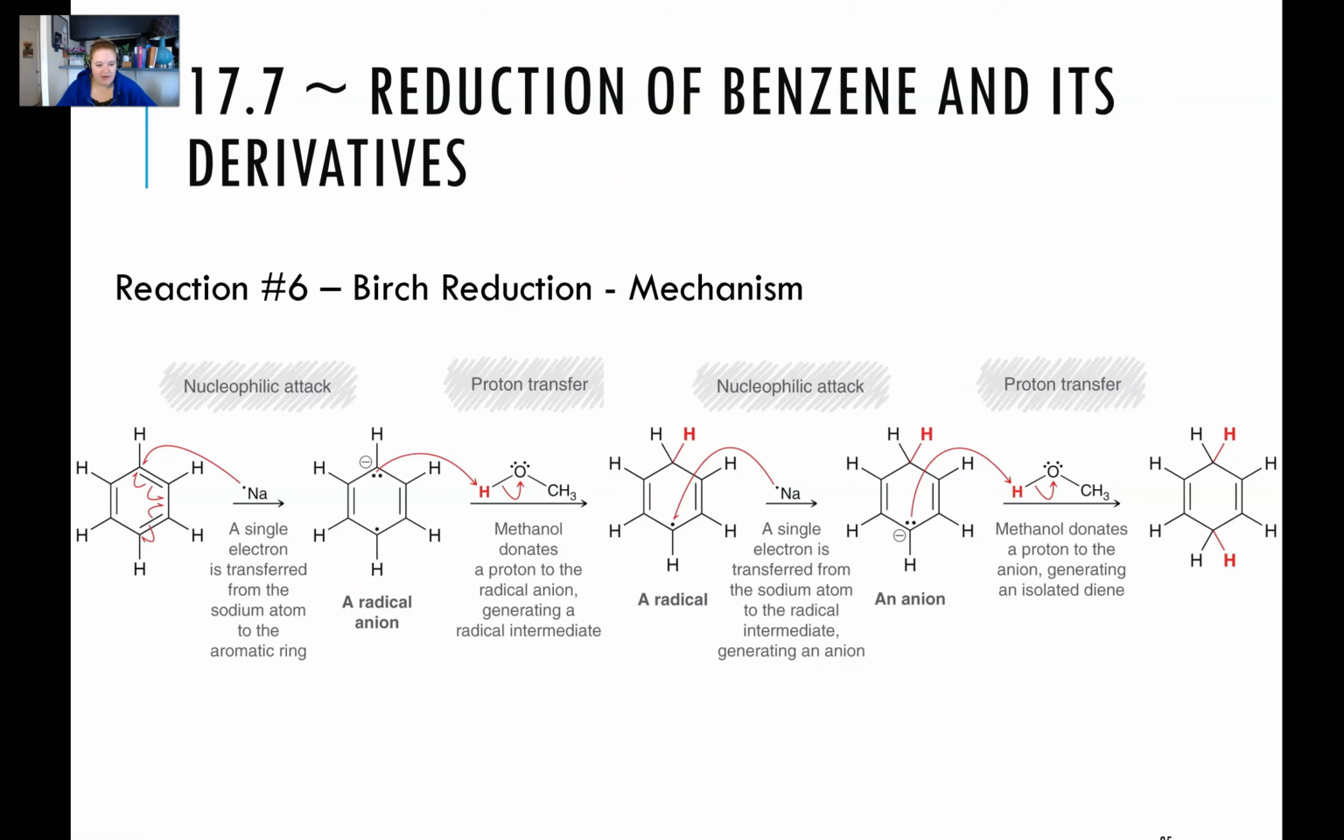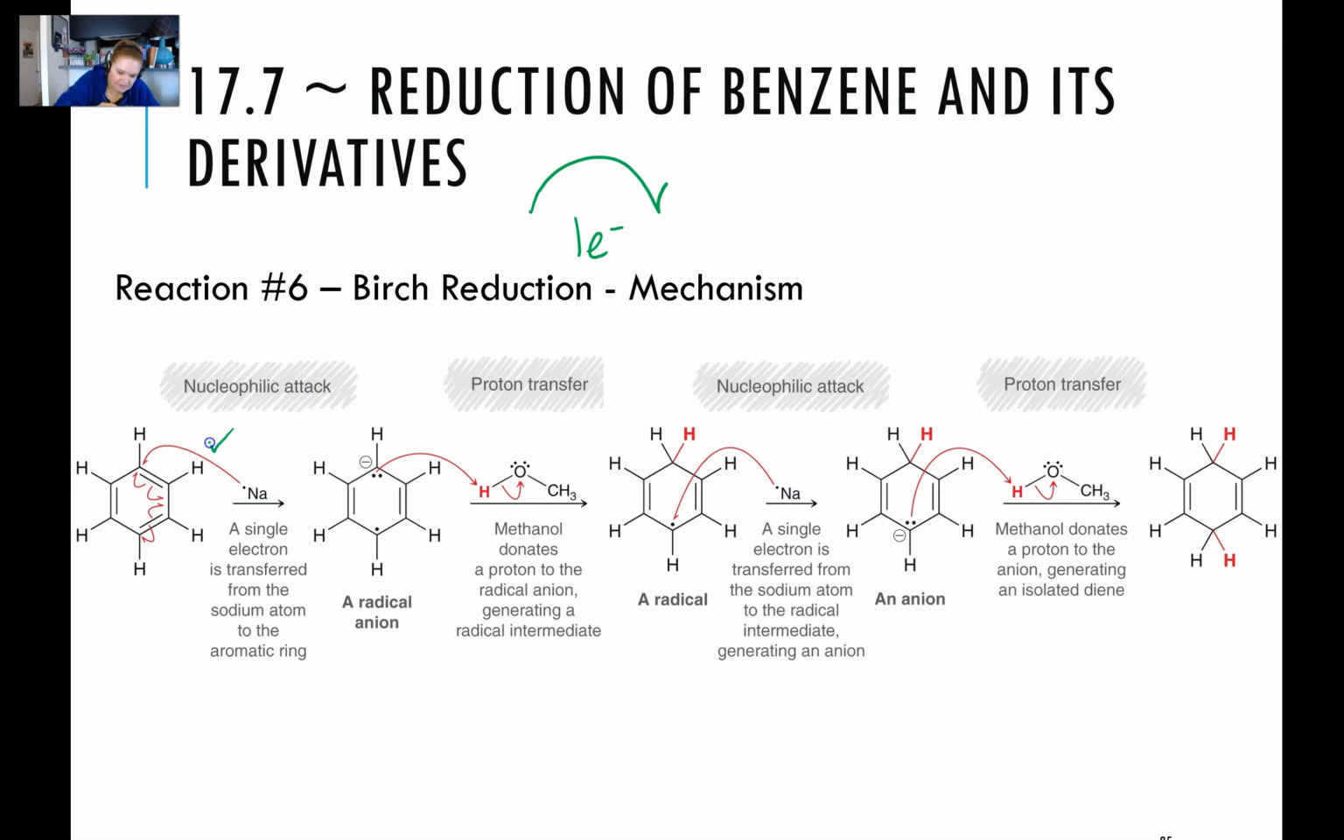It's a radical-based mechanism. Having just the sodium metal in there gives us a little clue to that. Because it's radical-based, that first step has a lot of arrows, because remember, when we draw that little fish hook arrow, it's telling us that we're moving just one electron at a time. Sodium has one valence electron.